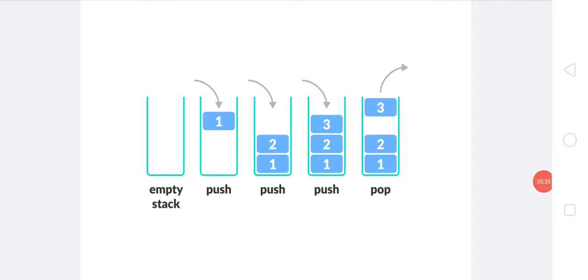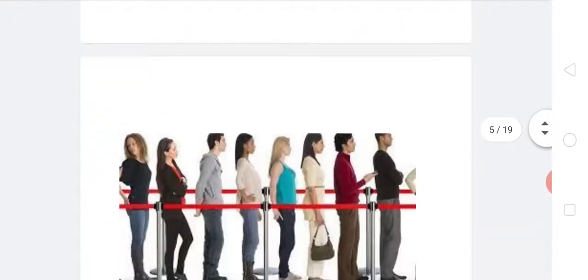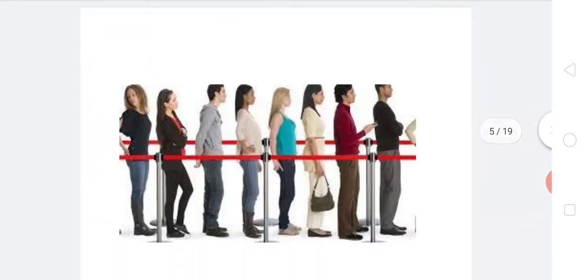The second example of linear data structure is queue. Actually queue is another type of data structure. Here all the elements are placed in contiguous memory locations. In the queue we insert the element from one end, called the rear end, and remove the element from the other end, which is called the front end.